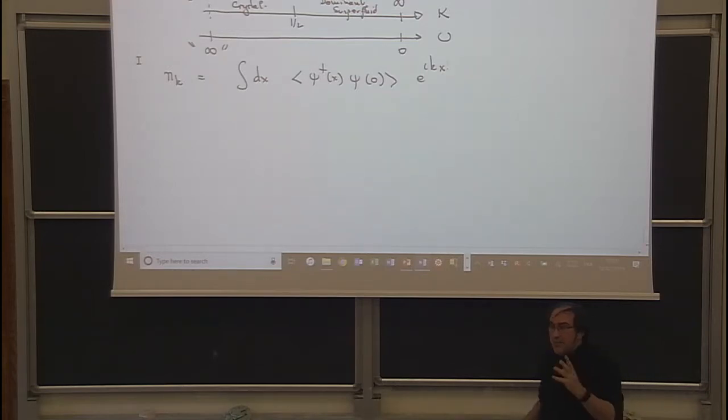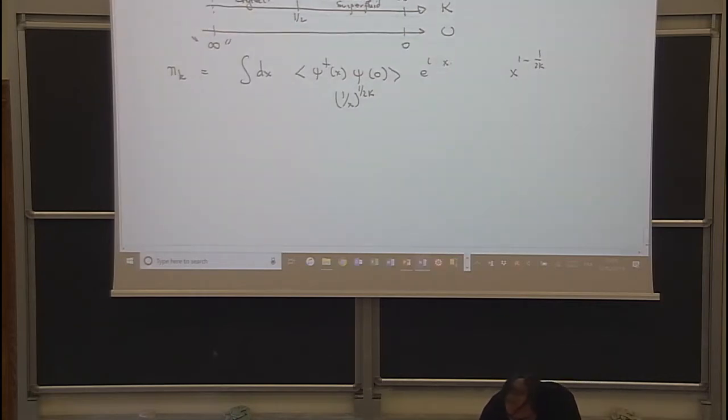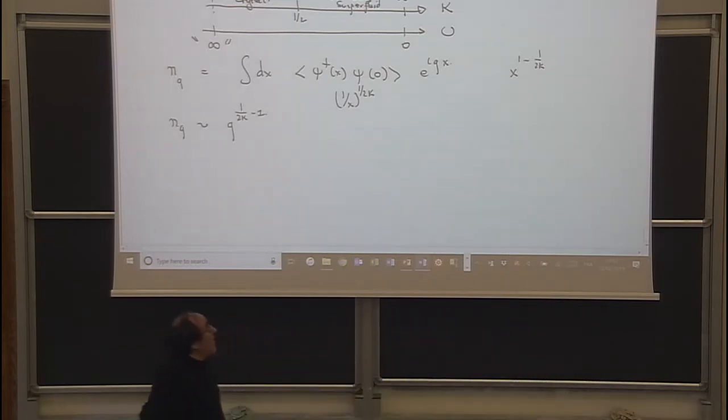So let's do it by simple dimensional analysis. This is decaying as 1 over x to the power 1 over 2k. So this integral is behaving as x to the power 1 minus 1 over 2k, and x has the dimension of 1 over, I should call it q to be consistent with my previous notations. And x has the dimension of 1 over q, so I expect n of q to be behaving as q to the power 1 over 2k minus 1. You can do the integral cleanly if you want, but it's a power law, so I can do dimensional analysis. Now, what does it mean?